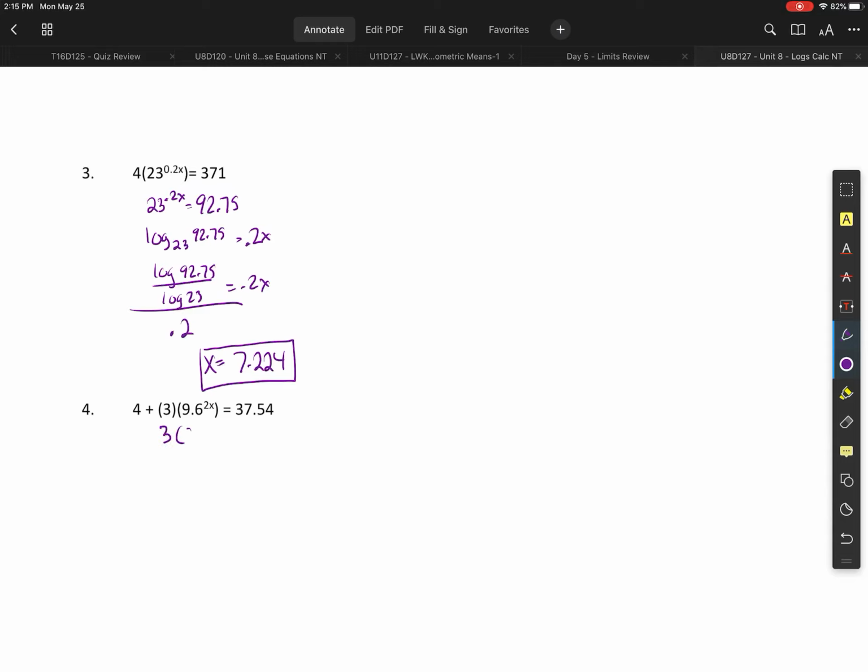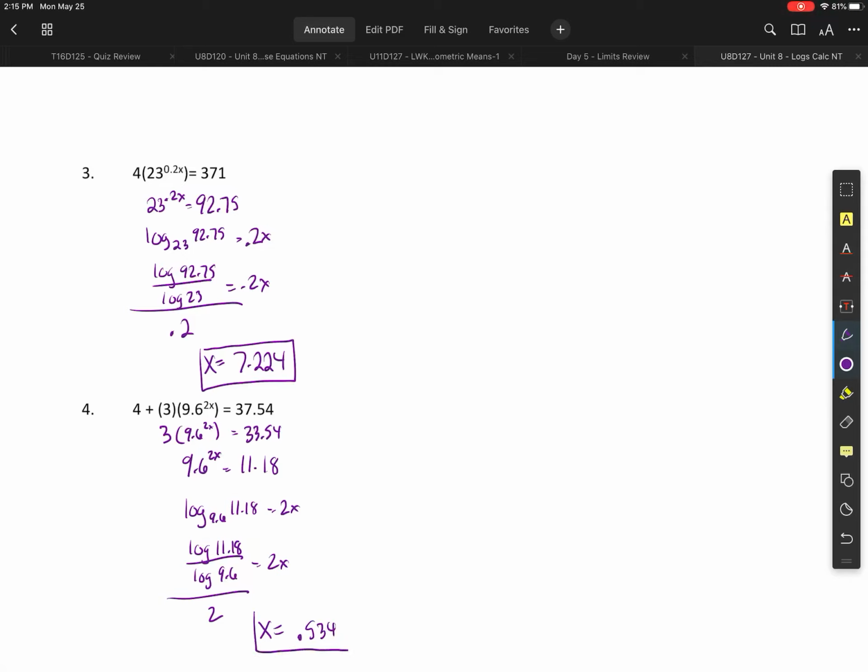Minus 4. Divide by 3. Convert to logs. Change the base. Divide by 2. What does x equal? 0.534. And what do you do? For the last time I'm saying it, check. Take the time, check. Make sure you know your answer is correct.